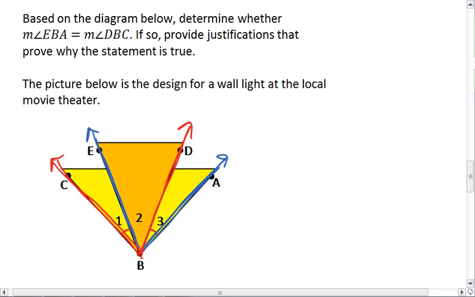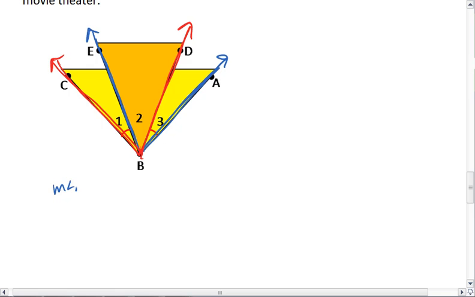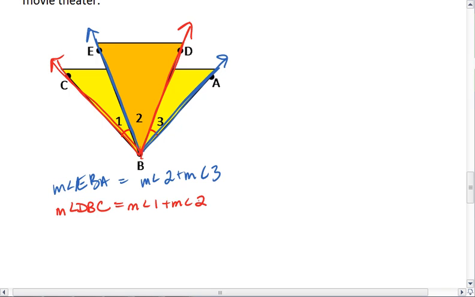Me, when I look at this, I look at angle EBA, the blue angle, and I realize that the measure of angle EBA equals the measure of angle 2 plus the measure of angle 3. I also can look at the angle DBC, and I notice that the measure of angle DBC is composed of angle 1 and angle 2. These both have angle 2 in them. That's probably going to be important.